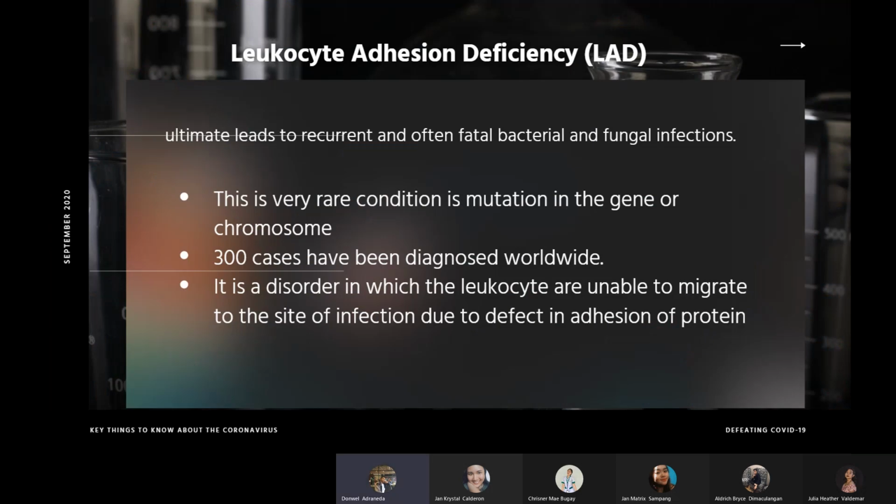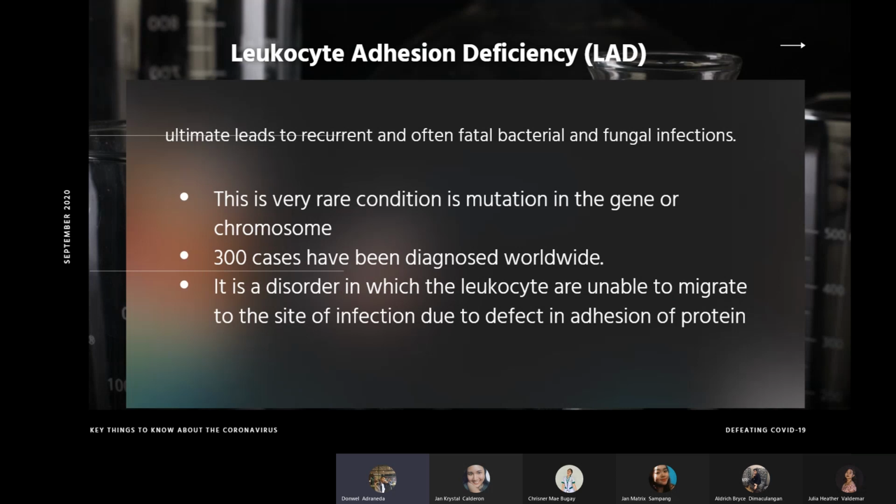So we have what we call leukocyte adhesion deficiency, or simply LAD. This ultimately leads to recurrent and often fatal bacterial infection. According to Turgeon, this is a very rare condition caused by a mutation in a gene or chromosome. 300 cases have been diagnosed worldwide. It is a disorder in which leukocytes are unable to migrate to the site of infection due to a defect in adhesion protein. I repeat, unable to migrate to the site of infection.